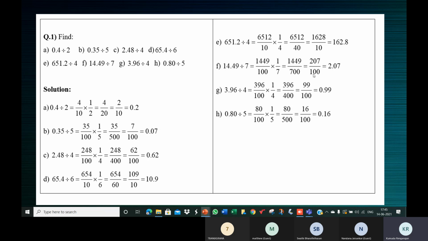But even if you can simplify, don't simplify. Supposing it was 208 by 100, then you can cancel by 2. In fact, by 4 you can cancel. You can simplify using the tables of 4. But don't do it, because we have the denominator 100. Don't disturb the denominator, which is 100. When it is 100, 208 by 100 is straight away 2.08.